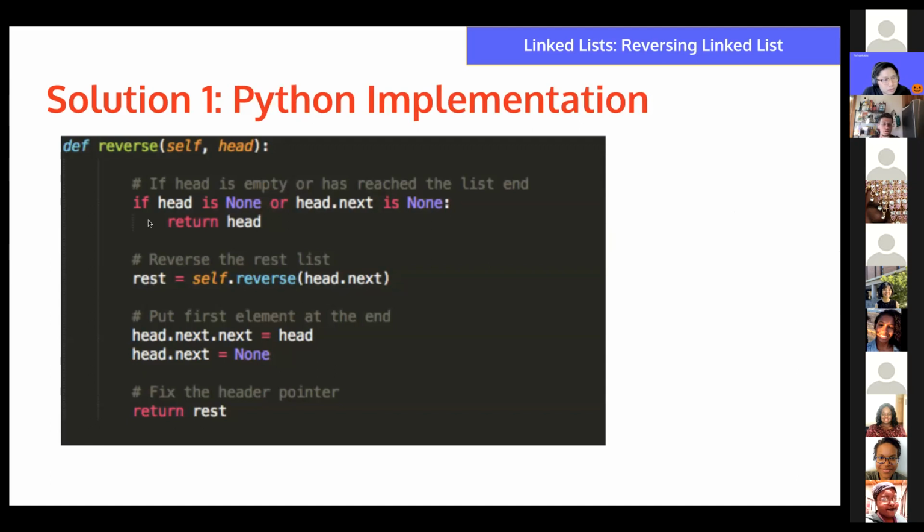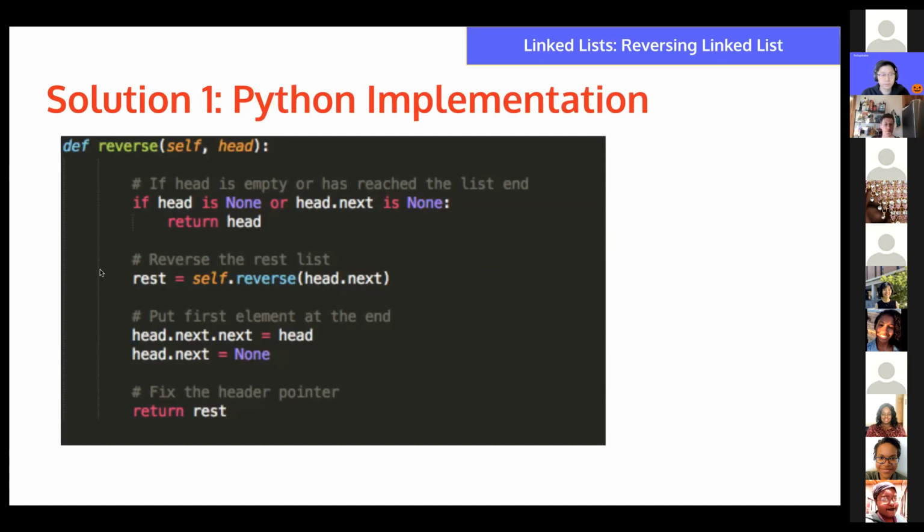Whenever we have a recursive solution, we need to have a base case. So in this case, the base case is if we ever get to the case where head is none or head's next is none, then we just want to return the head, because the reversal of an empty linked list or the reversal of a linked list that only has one element is itself. That's normally how a base case comes up, is that you get to such a small instance of the problem that it's trivial to solve. So here we have our base case.